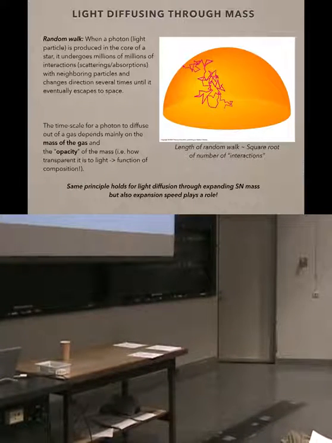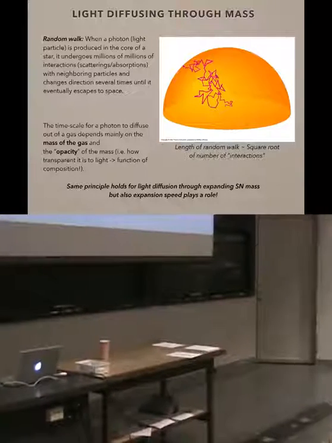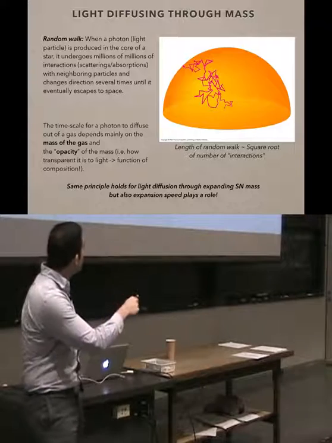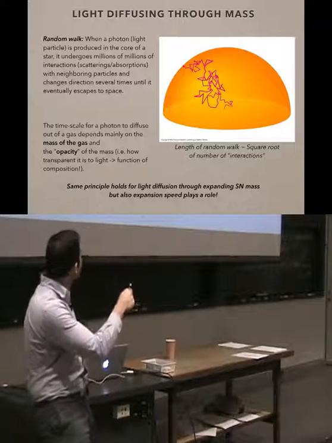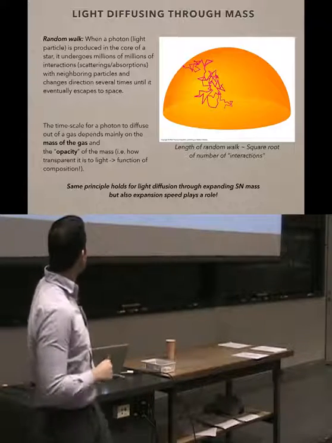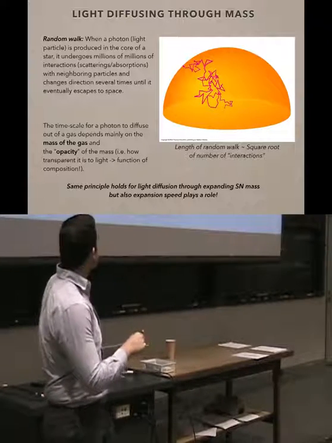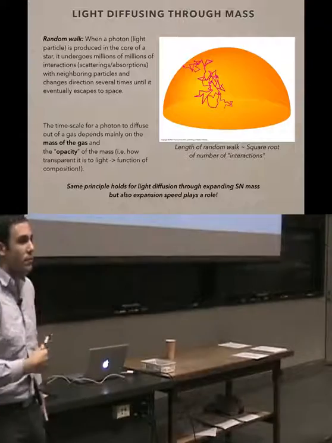So anyways, that process is called random walk, and in general we figure out the length of the random walk, which is the length of the entire process for particles to get out of the expanding supernova ejecta. In general it scales as the square root of the number of interactions.